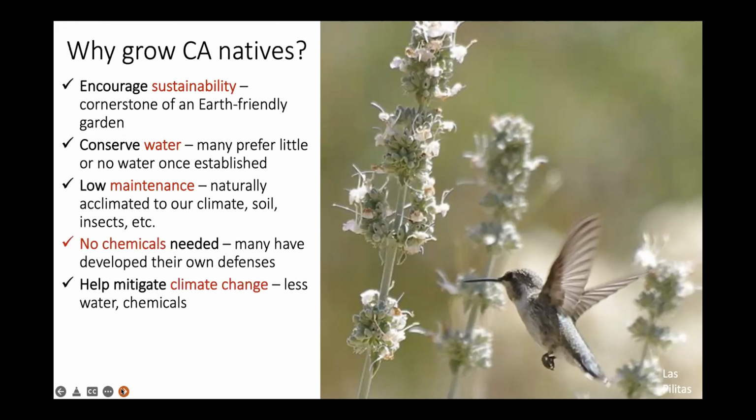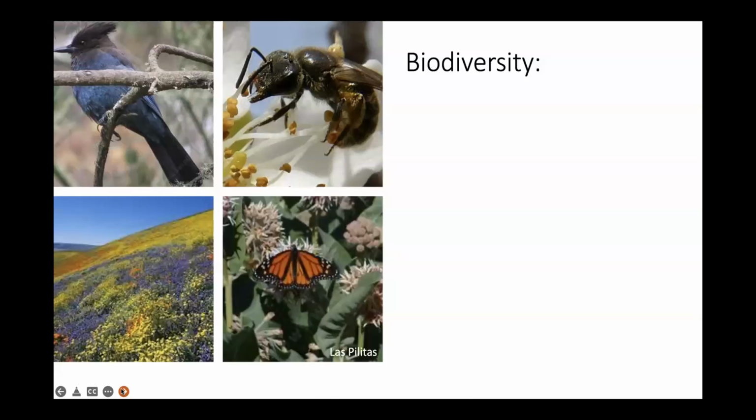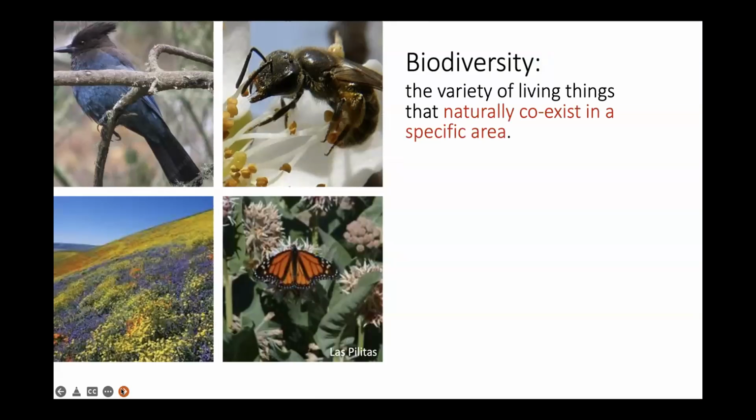And so by using less water and by using fewer chemicals and so forth, it helps mitigate climate change, our ultimate environmental problem. And of course, using native plants creates a sense of place, and it protects our precious biodiversity. So let's talk about that word just for 1 minute. Biodiversity is the variety of living things that naturally coexist in a specific area.